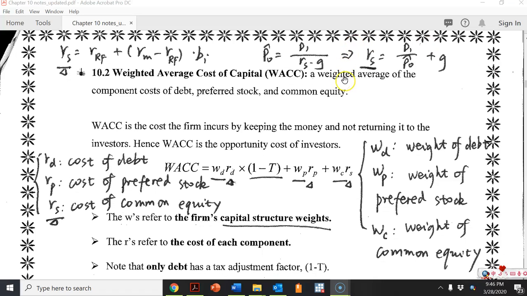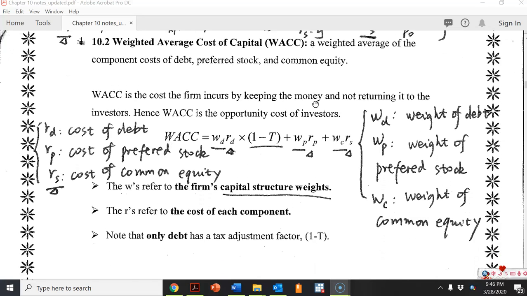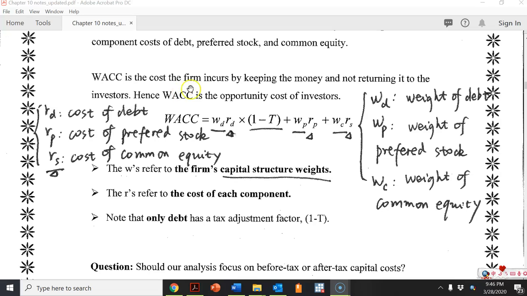If we take the weighted average of all the component costs, we have WACC, the weighted average cost of capital. It's a weighted average of the component costs of debt, preferred stock, and common equity. WACC is the cost the firm incurs by keeping the money and not returning it to investors. Hence, WACC is the opportunity cost of investors.